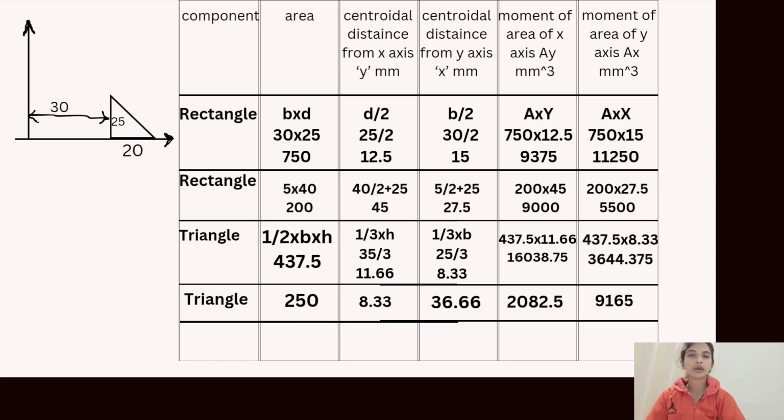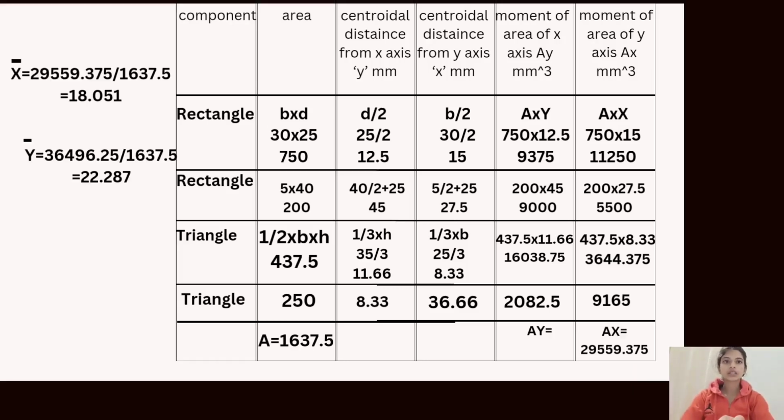And next I'll calculate the centroidal distance from y-axis, x in millimeter, where here I'll add the 30 millimeter distance from y-axis, so first I calculate 20 divided by 3 plus 30, which gives me 36.66. And next I'll calculate the moment of area about x-axis, ay in millimeter cube, where I get the multiplication of 250 into 8.33, which is 2082.5. And the same way I'll calculate the moment of area about y-axis, which is ax in millimeter cube. I'll multiply 250 into 36.66, which gives 9165 as the answer.